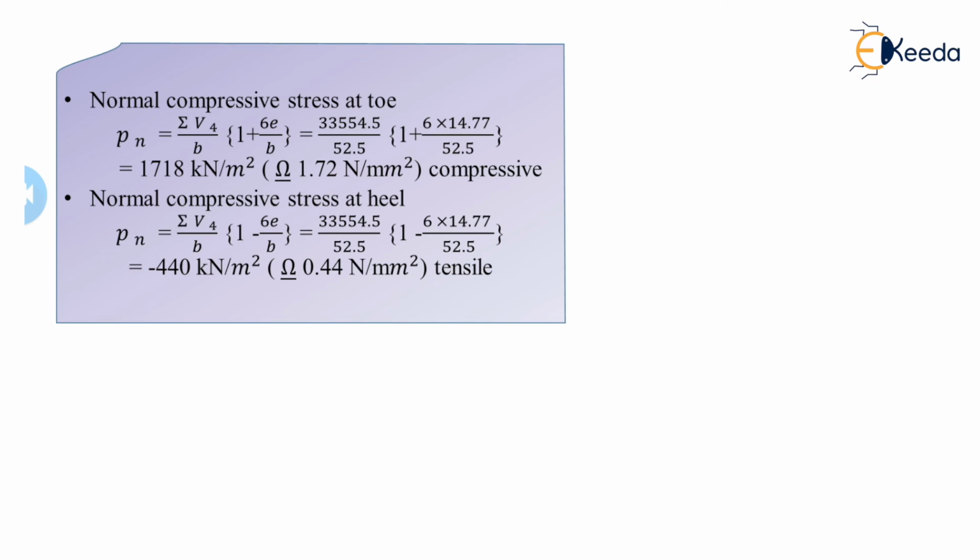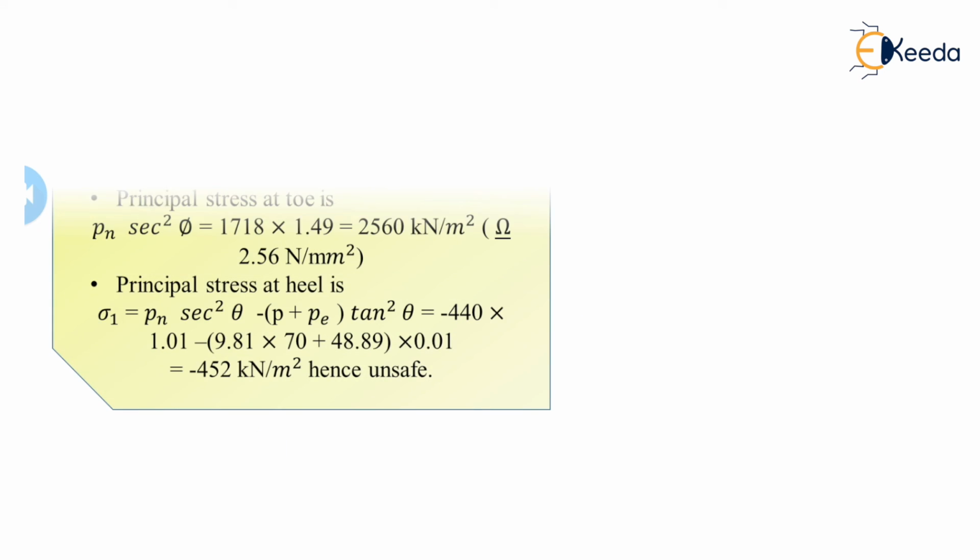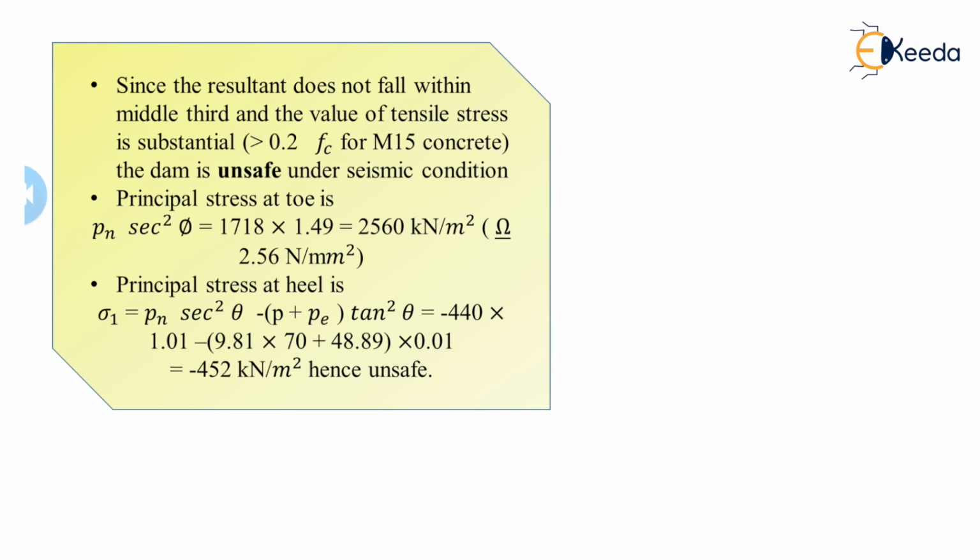When the value is negative, then the stress developed at the heel is tensile one, and when the value is positive, it occurs at the toe section. The stress developed at the toe is compressive one. Since the resultant does not fall within the middle third and the value of tensile stress is greater than 0.2, the dam is unsafe under the seismic condition.